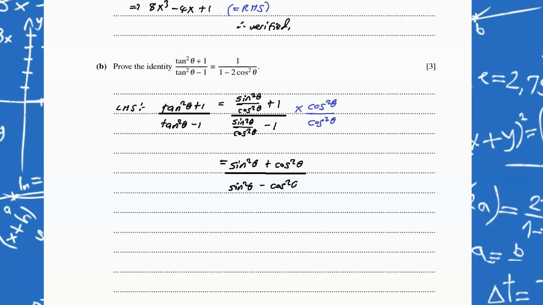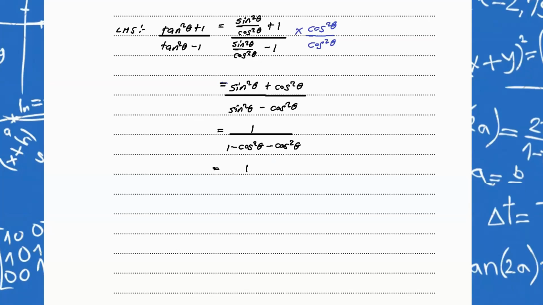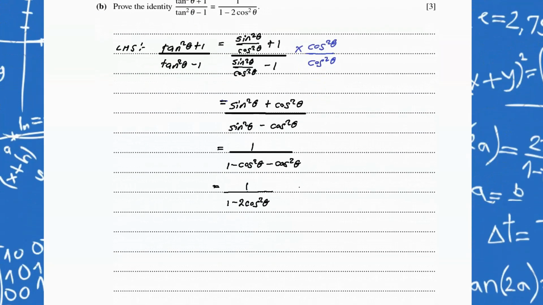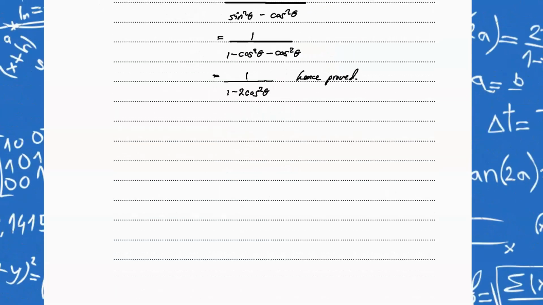minus cos squared theta. Now the top part will give us 1, and the bottom part, in order for it to come to be 1 minus 2 cos squared theta, I'll say sine squared theta is 1 minus cos squared theta, and that's minus the cos squared theta that's already there. So basically we'll be having 1 over 1 minus 2 cos squared theta, and that's what they want us to show right above. So I'll say hence proved. Let's go on to the next part.